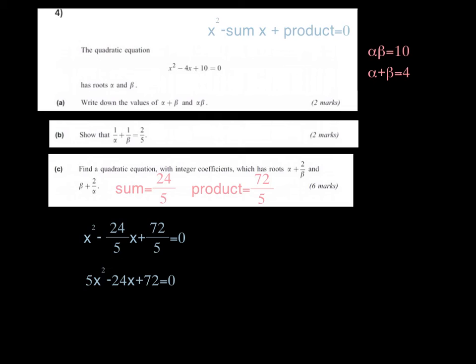That's the quadratic equation that has roots alpha plus 2 over beta and beta plus 2 over alpha.